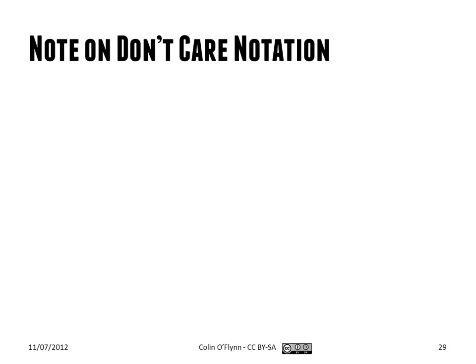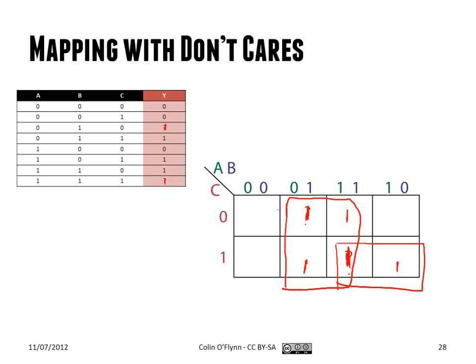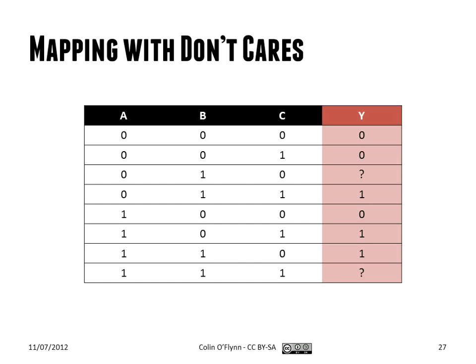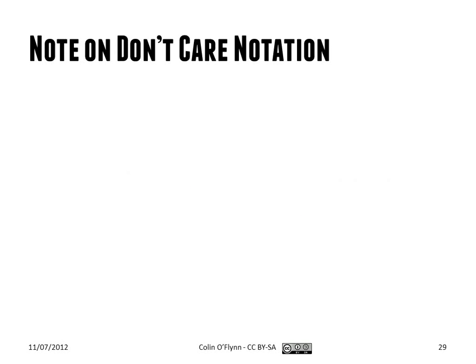A note on the notation of the don't cares is that here I'm using question marks to say I don't care. You'll frequently see X's used as well. So in the truth table, you might see X to mean don't care. The simulation tools we'll be using use X to mean another meaning, which is that it doesn't know what the logic state is.